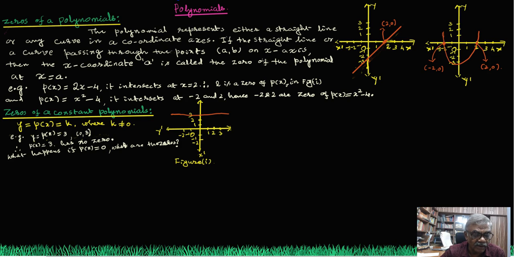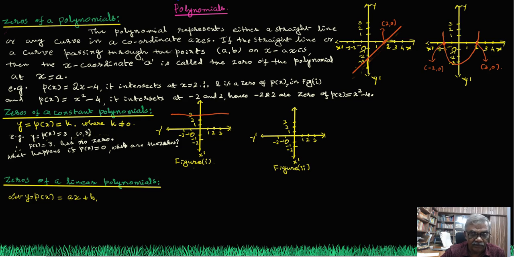Now, zeros of a linear polynomial. A linear polynomial is of the form p(x) is equal to ax plus b. Equating this to 0, ax plus b is equal to 0 implies x is equal to minus b by a, which is the zero of this polynomial.